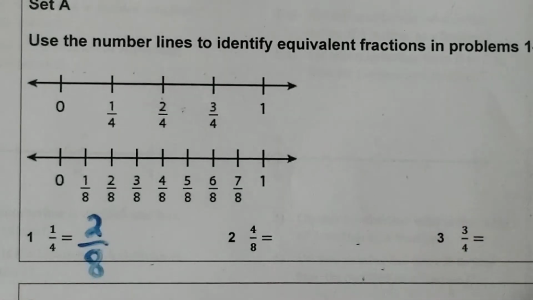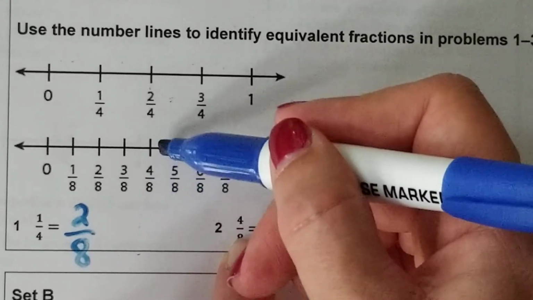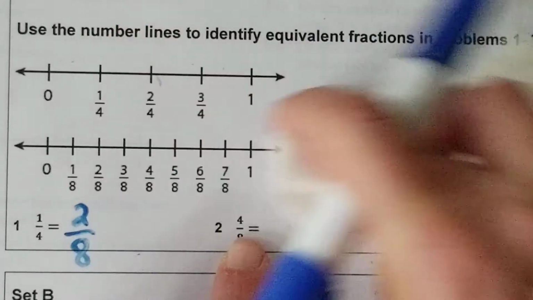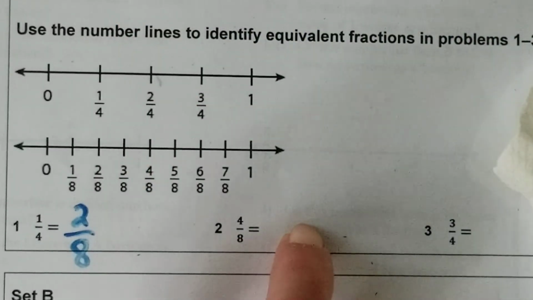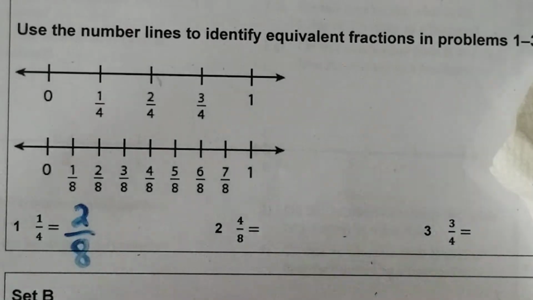For number 2, we're going to do the same thing. We're going to find where 4/8 is on the number line. Where does it line up when we look up at the number line divided into 4s? And we're going to write that fraction here. So it's just a matter of seeing what fractions line up and show the same amount, the same fraction, despite the fact that their denominators are different.